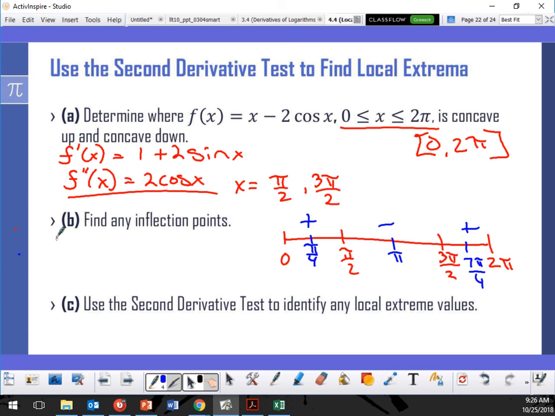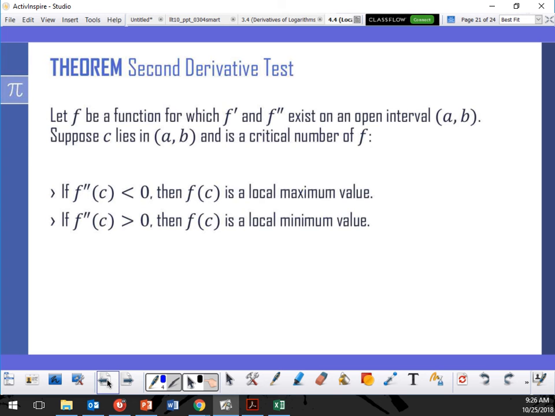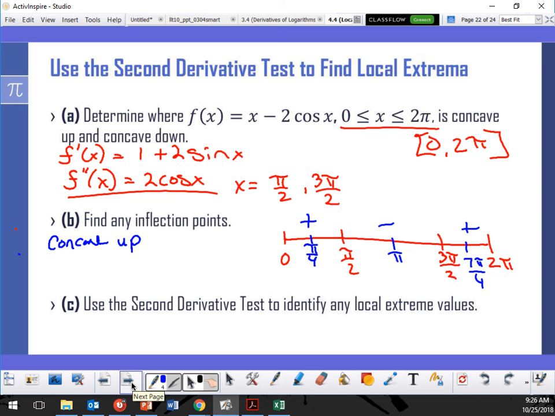Concave up. From where to where? Okay, let's look right here. It's going to be concave up from where? It's going to be concave up from 0 to pi halves.